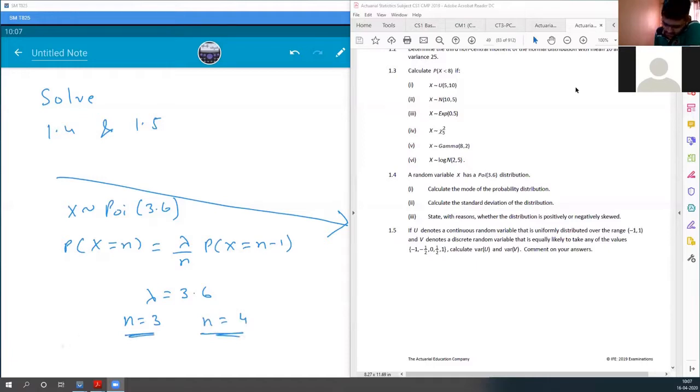So we need to find probability x is equals to 3 and probability x is equals to 4. This would be lambda raised to 3 e raised to minus lambda by 3 factorial, then lambda raised to 4 e raised to minus lambda by 4 factorial.